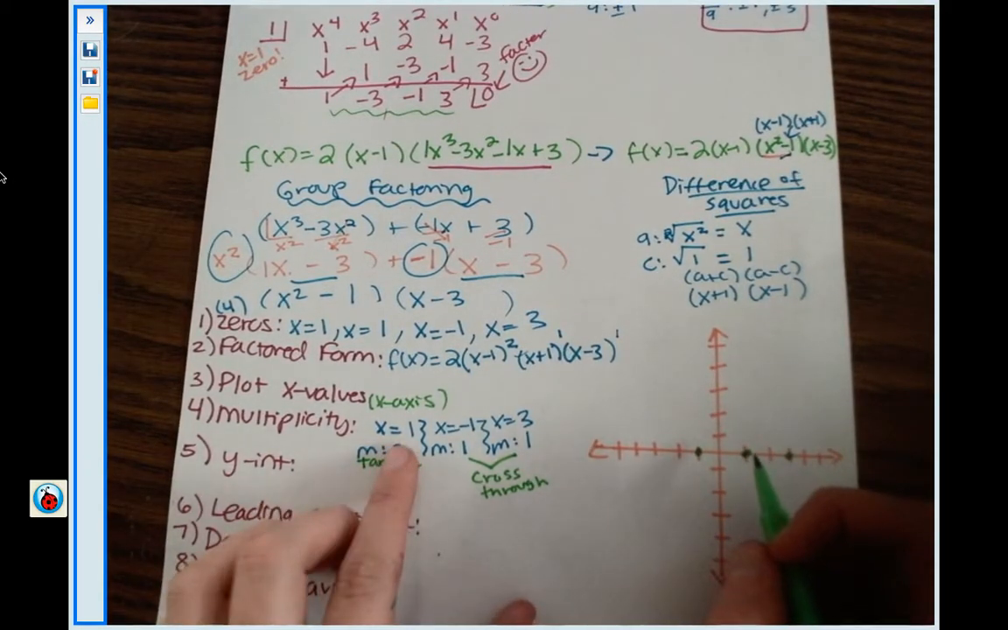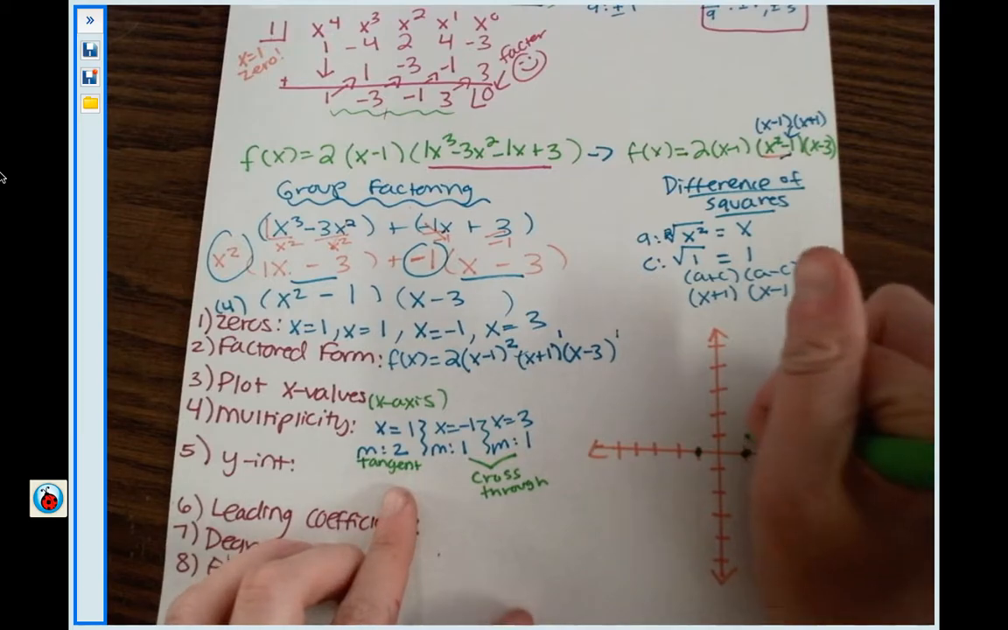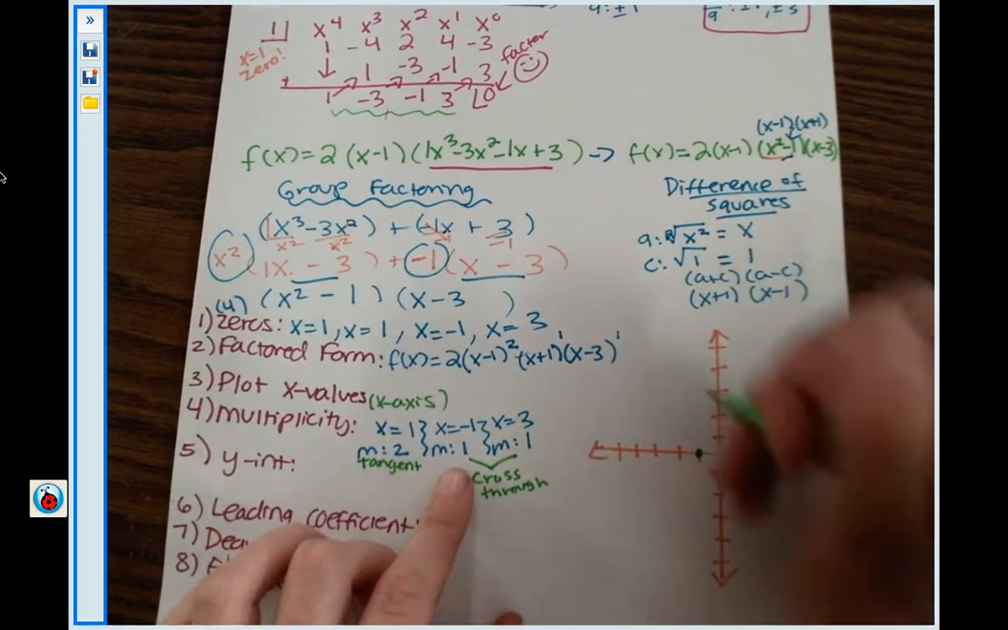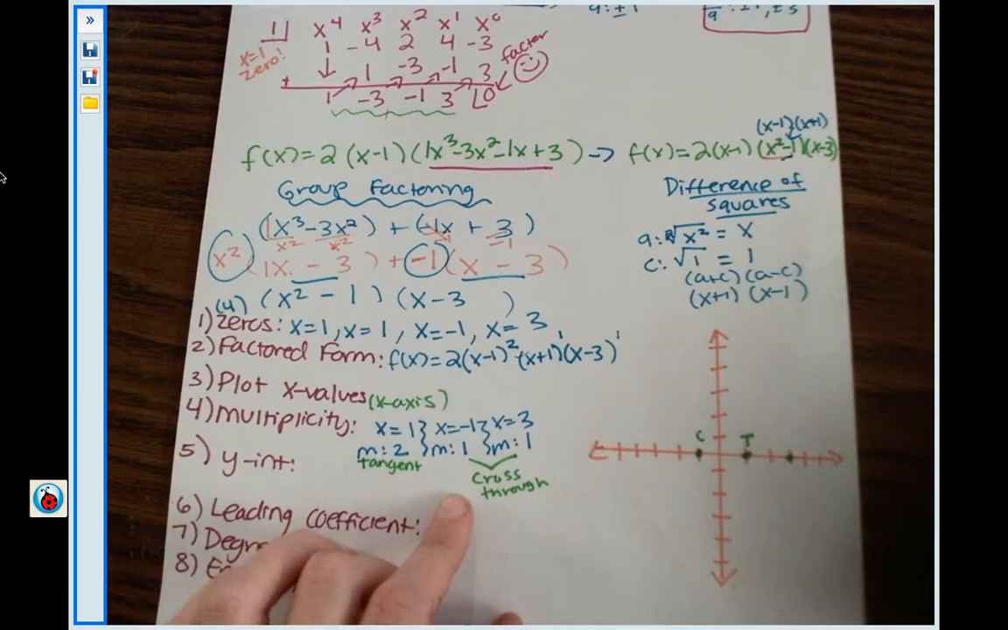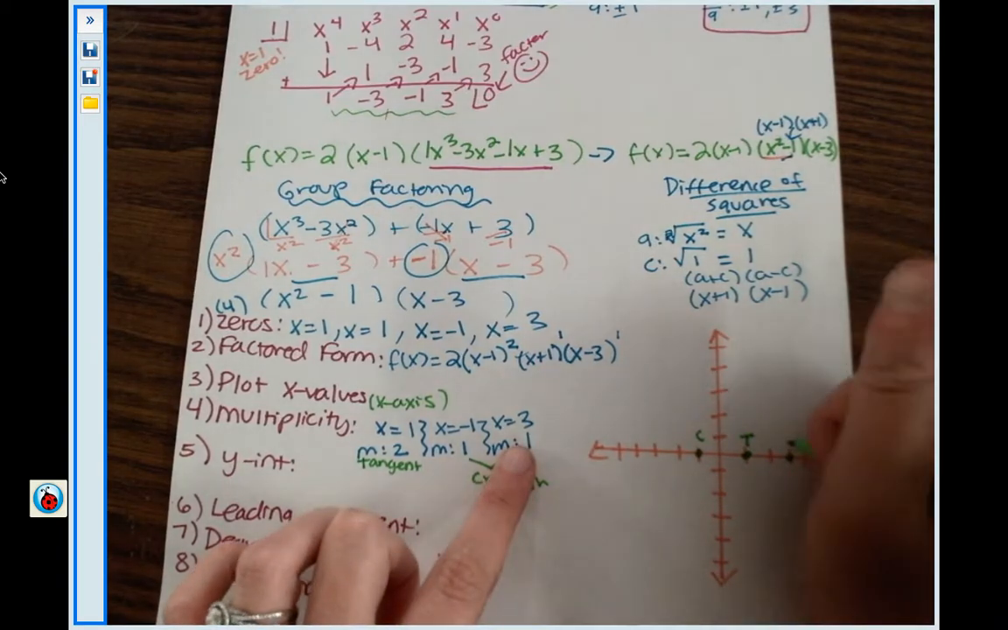Okay, so at positive 1, it will be tangent, so I'm going to put a T. At negative 1, it will cross through, so I'm going to put a C for cross through. And at 3, it will also cross through.